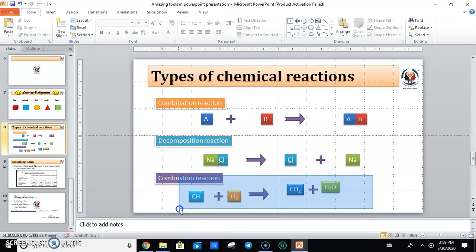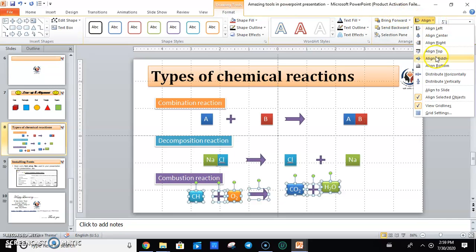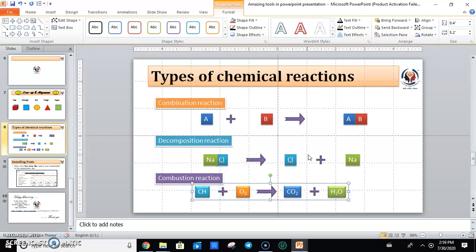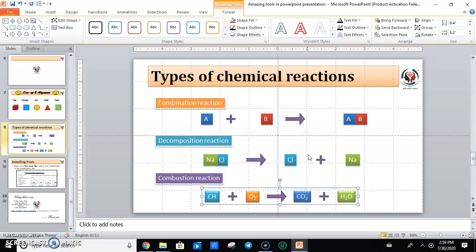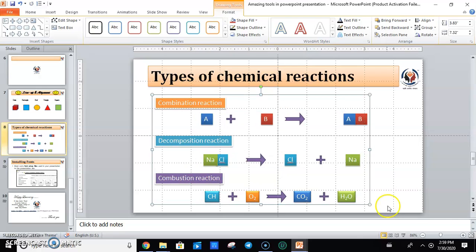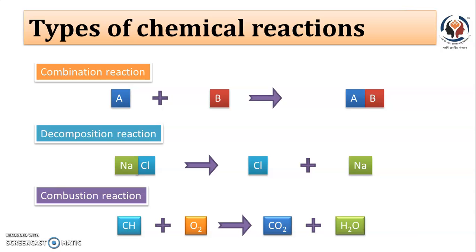Similarly for the third reaction, I'll just go for the format option, align to middle, then distribute them horizontally and convert them into a single image. Yes, now these reactions and the alignment look perfect. By selecting them all, I'll convert them into a single image. Yes, over here you can see it now looks quite perfect and impressive. So these are the multiple options over here. We can use them to line up and align the content.